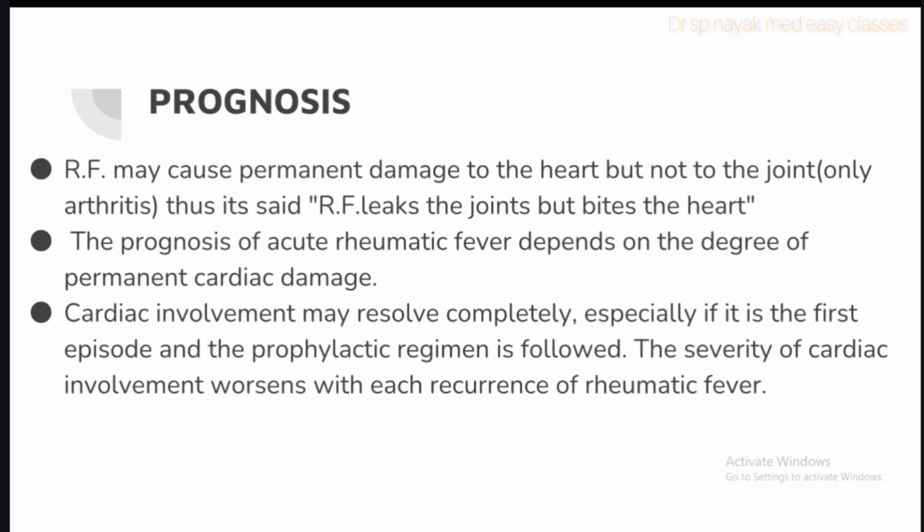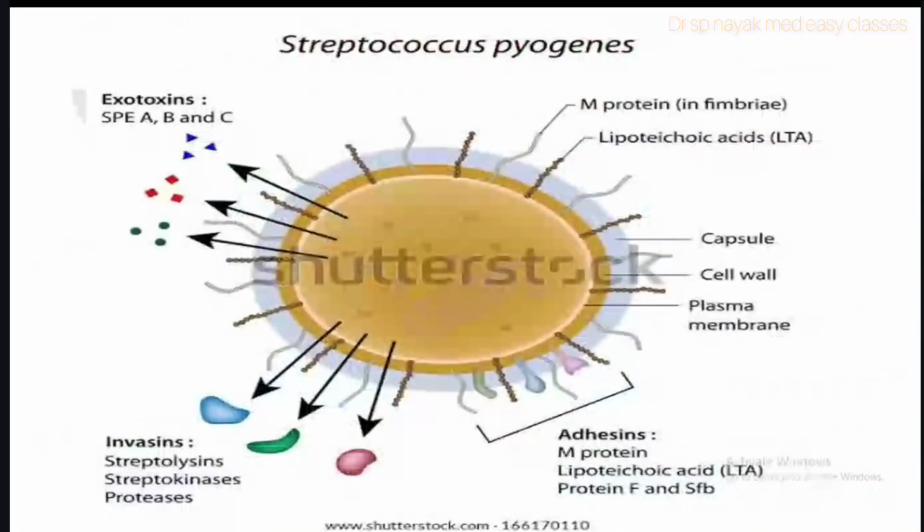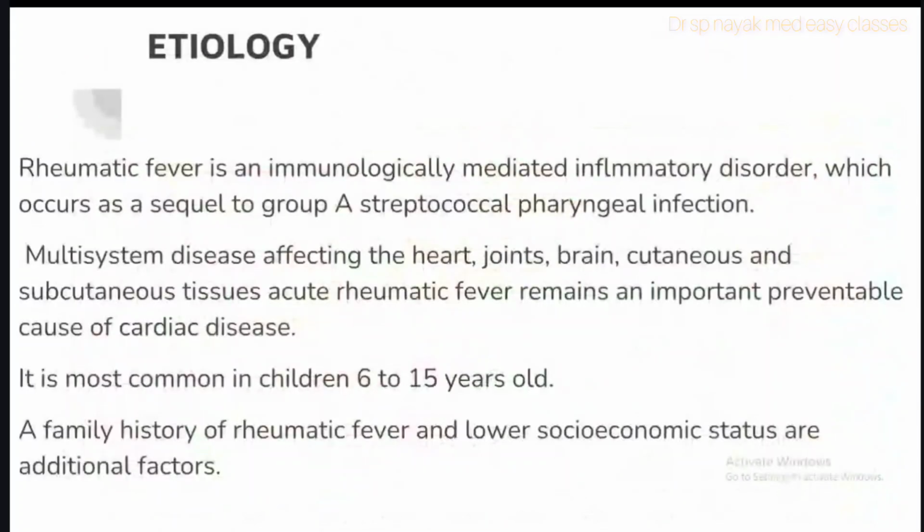Now, what we studied in this is, we first focused on etiology, or what rheumatic fever is. Rheumatic fever is just caused by streptococcus infection, or group A streptococcus infection, and it is an autoimmune inflammatory disease. It can occur in 6 to 15 year olds. It can also occur in adults.